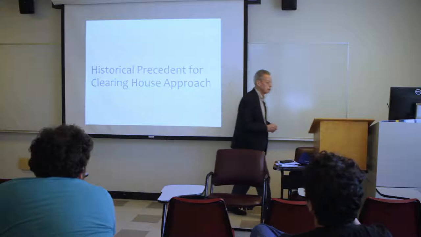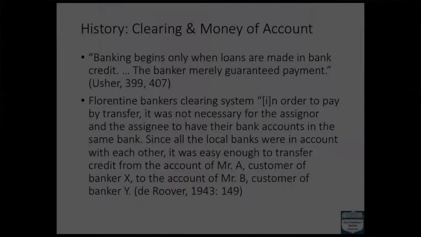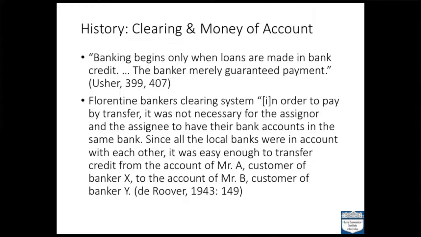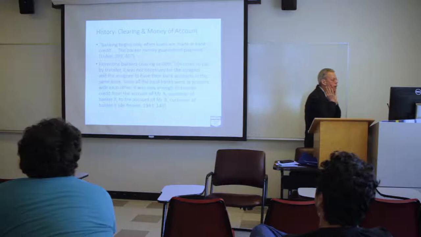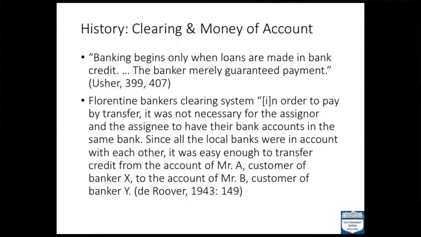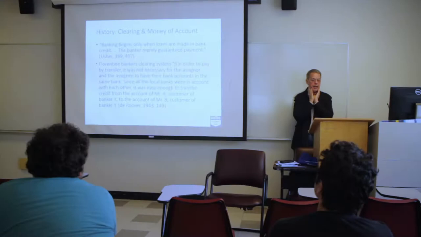Historical precedent. These come from two medieval historians. Usher, who was a professor of economic history at Harvard. De Roover, who was just an expert in medieval banking, at Yale. "Banking begins only when loans are made in bank credit. The banker merely guaranteed payment." So banks start out by guaranteeing; they don't participate.